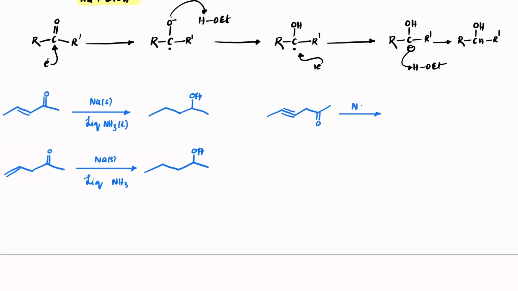Then we have sodium and liquid ammonia. On a triple bond, you'll get a Birch reduction done. You know that Birch reduction will make it into a trans alkene, and here you will get alcohol. So this is where it will end up.